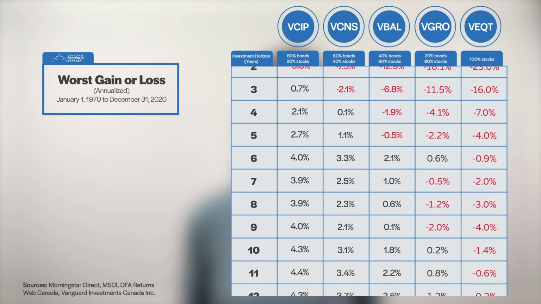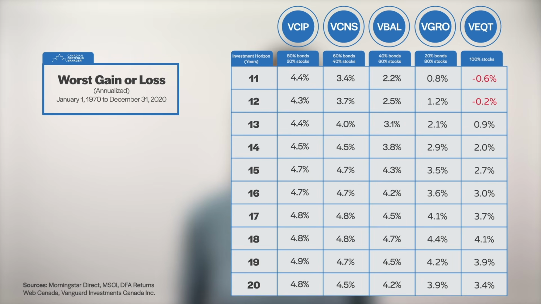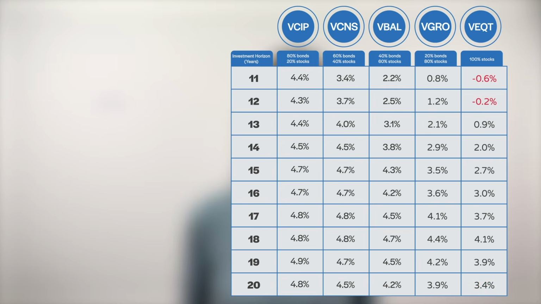If you don't need the cash for 12 to 14 years, you could look at a more aggressive ETF like the Vanguard Growth ETF portfolio with ticker symbol VGRO. And if you're investing for 15 years or more and you're comfortable dialing up your portfolio risk to 11, the Vanguard All Equity ETF portfolio with ticker symbol VEQT might be right up your alley.